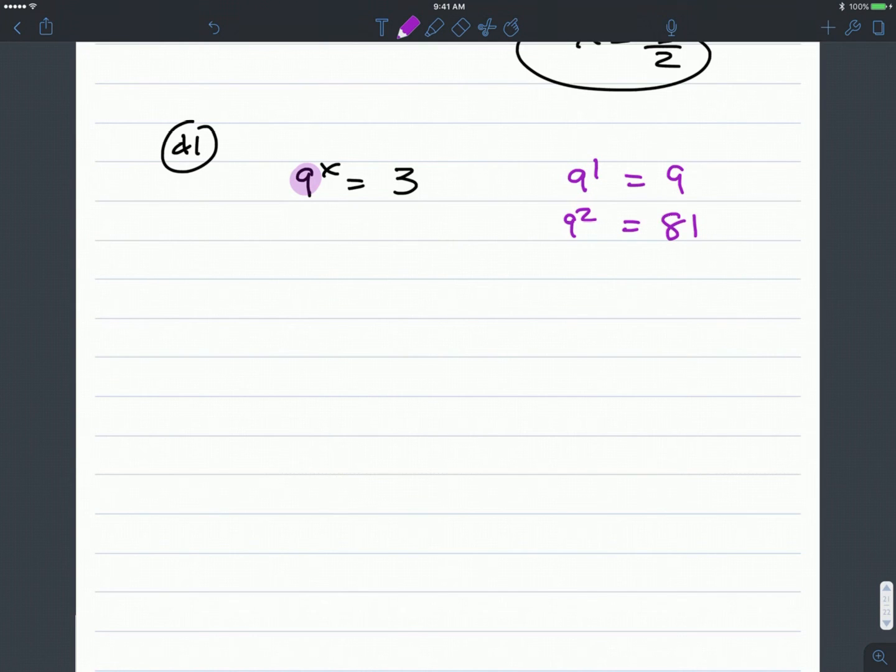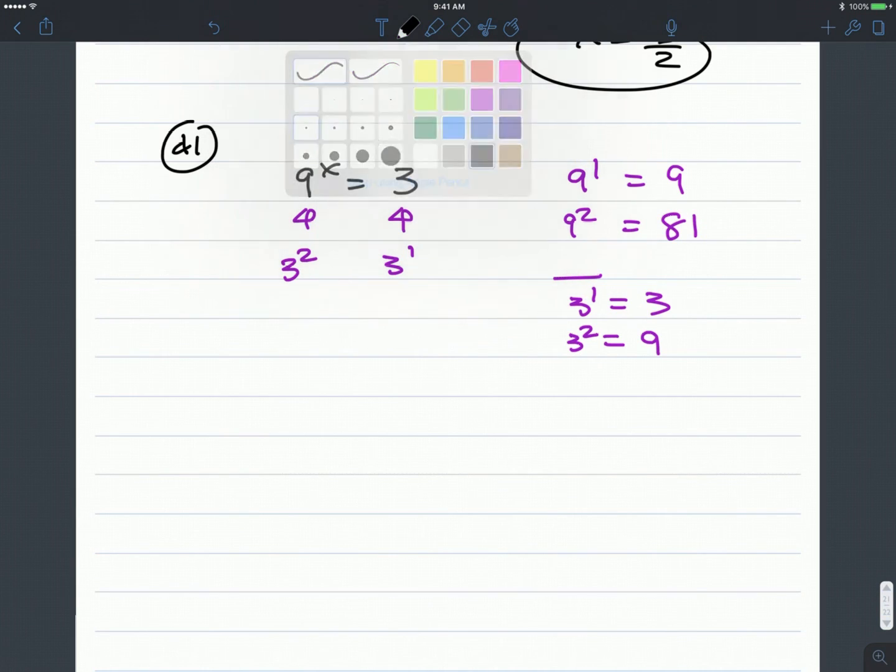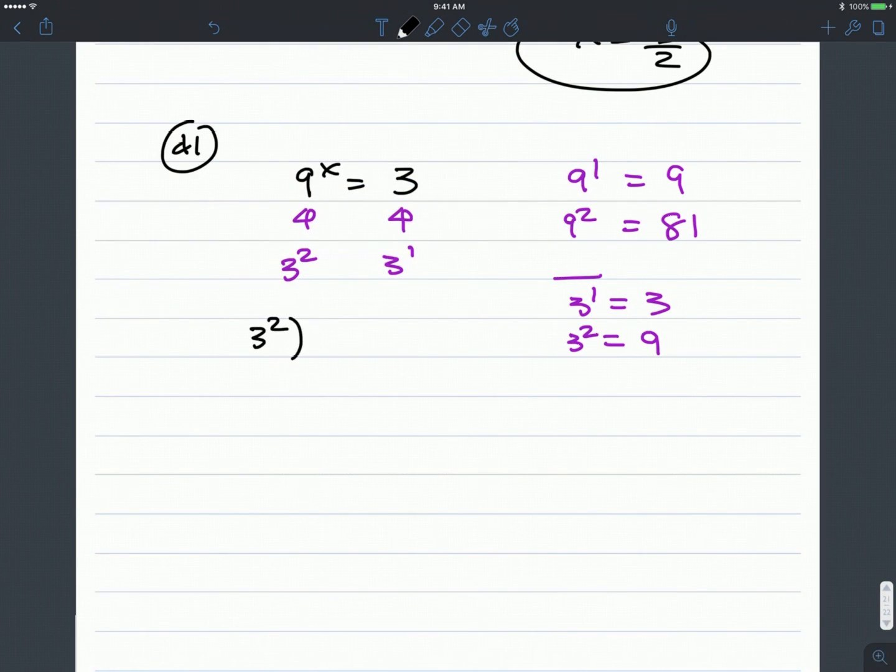Now, you may say, but I know a little bit of something. I know that if I generate what powers? 3. Good. 3 to the first is 3. 3 squared. Sorry, I skipped it. I wrote it backwards. What is 3 squared? 9. Wow, those are the numbers. So I'm going to replace my 9 with 3 squared, and I'm going to replace my 3 with 3. And it's really 3 to the first, but okay. All together, 3 squared raised to the x power is 3 to the first now.